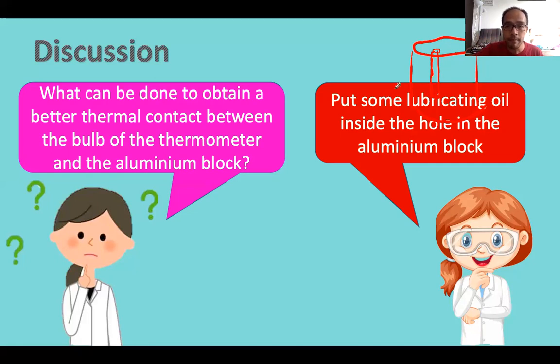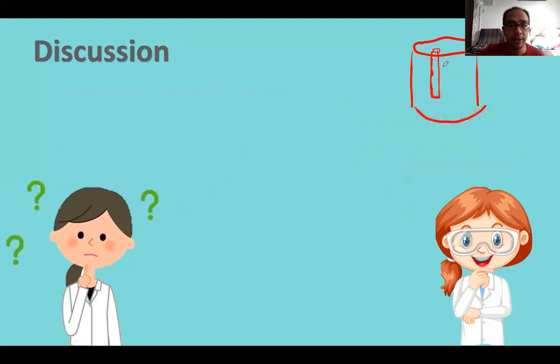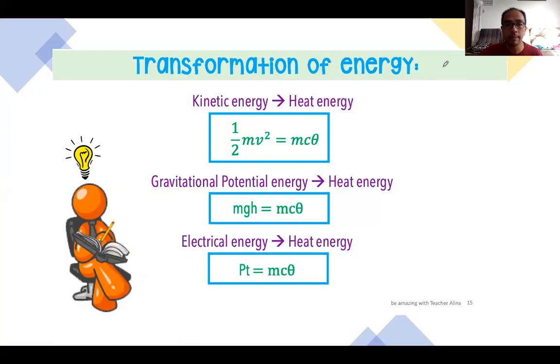And we do that by putting some lubricating oil, minyak pelincir, inside the hole in the aluminium block, so that the touching is always there, the thermal contact. Okay, yeah, that's the end of the discussion.